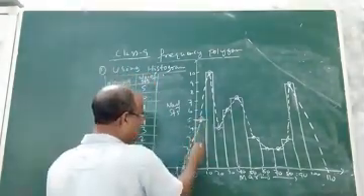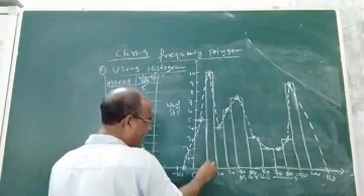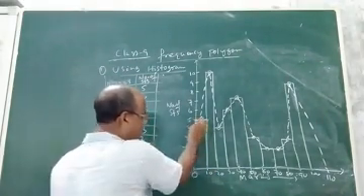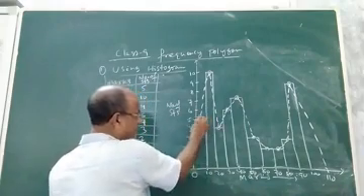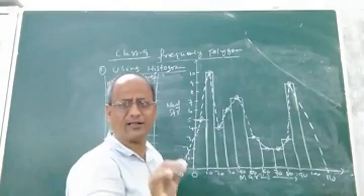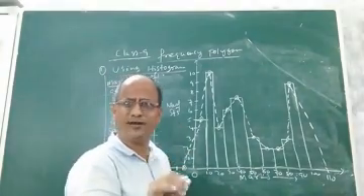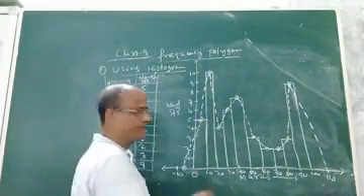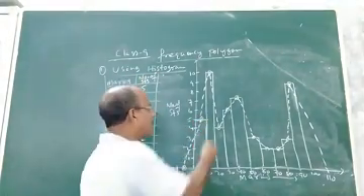After constructing the histogram, what you will do? Suppose this is the first bar, the first rectangle. Which is the midpoint? This will be the midpoint of this. 0 to 10 is the class interval, so the midpoint will be 0 plus 10 by 2, that is 5. So definitely this will be the midpoint of the first bar or the first rectangle.